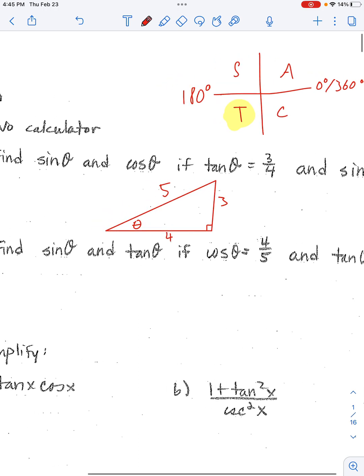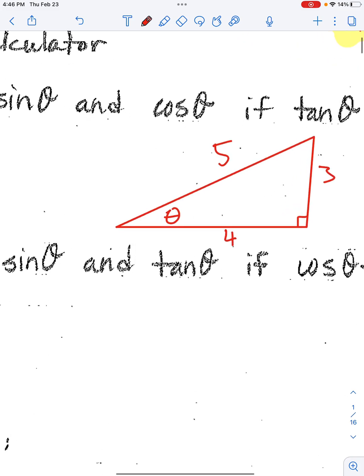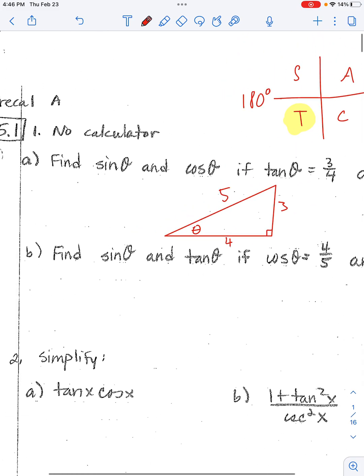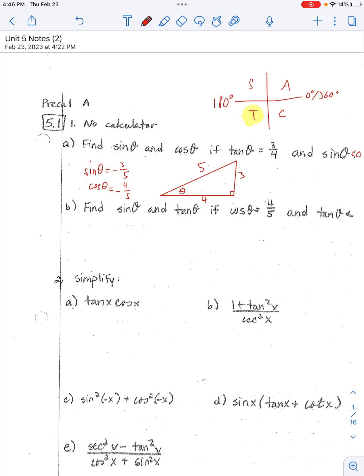So our reference angle, we just use this triangle. Using this triangle, we see that the sine of theta is 3/5, opposite over hypotenuse. The cosine of theta is 4/5, adjacent over hypotenuse. And then since we're in the third quadrant, both my sine and my cosine are going to be negative. That's a good little warm-up problem.